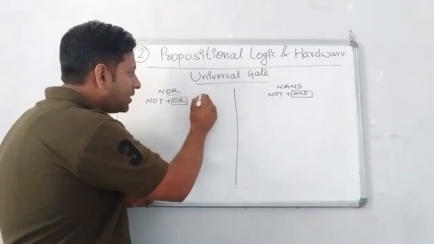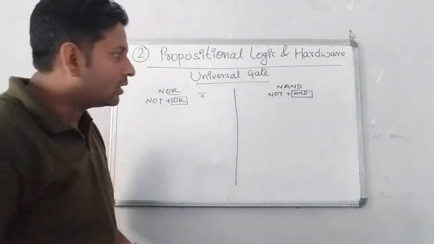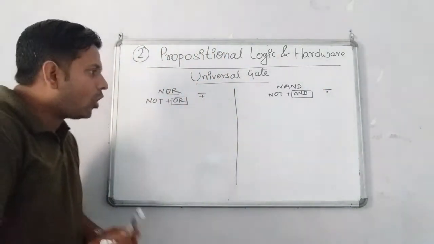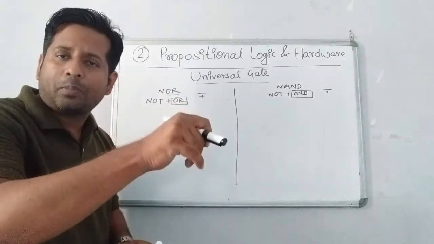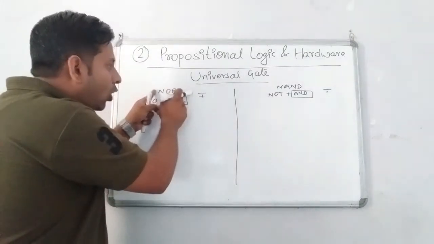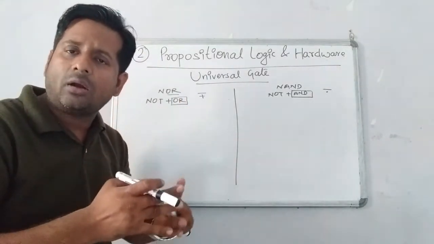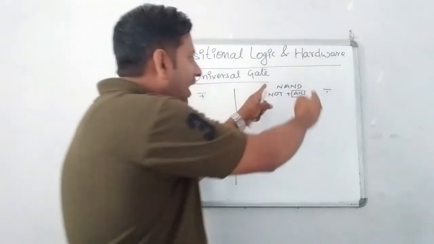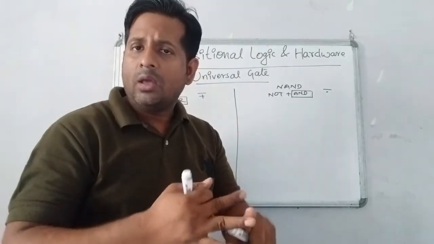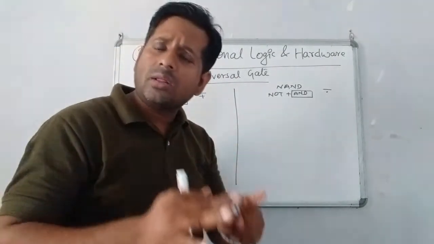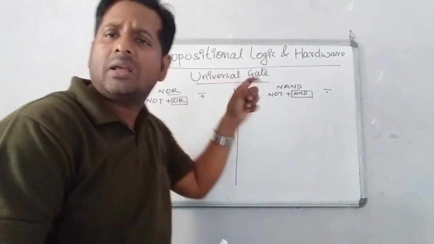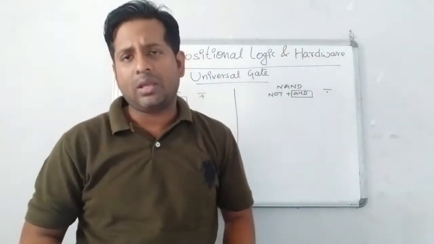That means OR is plus, NOT is bar. Here, AND is dot, NOT is bar. So in the OR and AND gates, we are using a NOT part. Okay children? They are universal because with the help of an individual NOR gate, you can go for AND, OR and NOT. All three can be designed. In the same way, with the help of an individual NAND gate, we can go for AND, OR and NOT. So all the logic circuit diagrams, all the gates, can be designed with the help of these single gates individually. That's why they are known as universal gates.